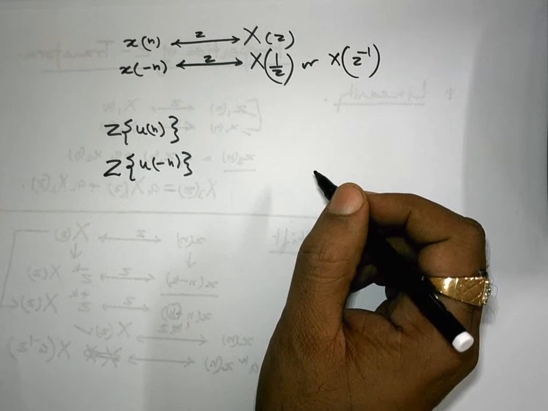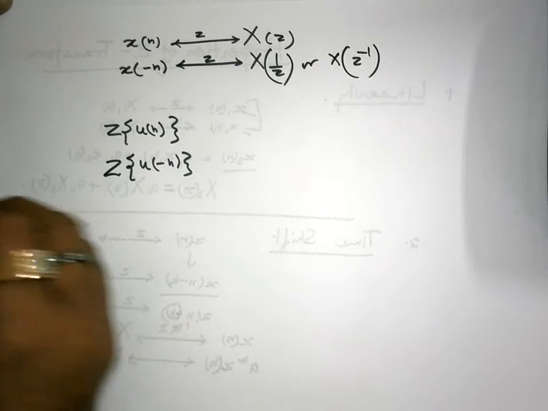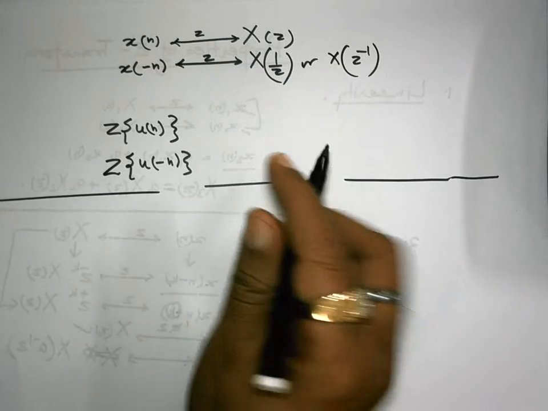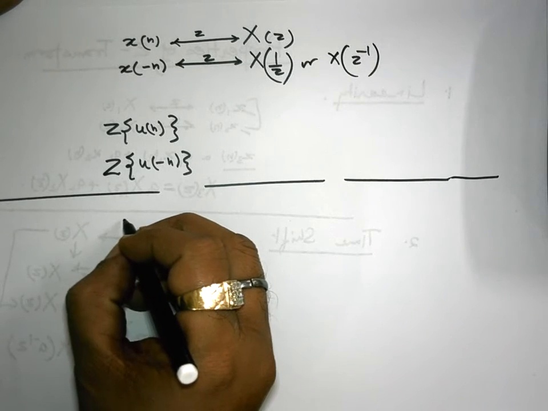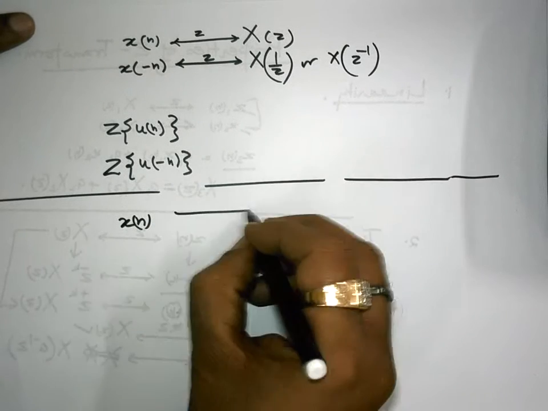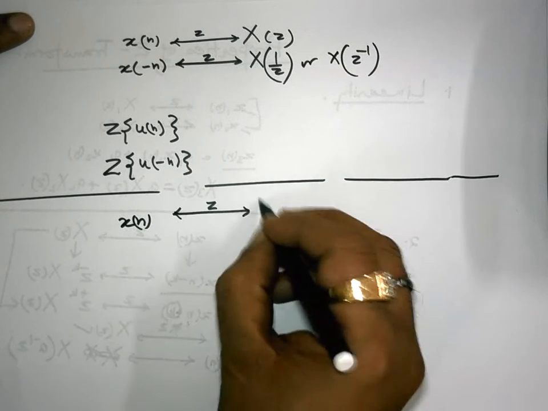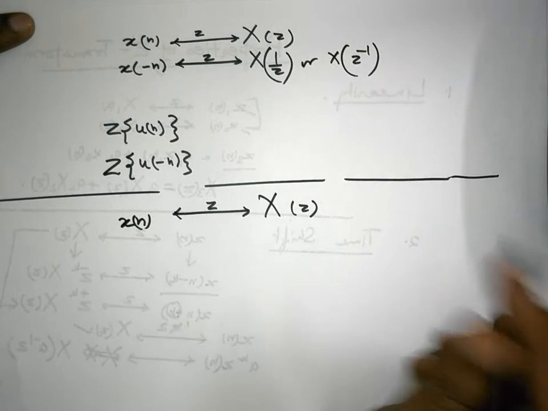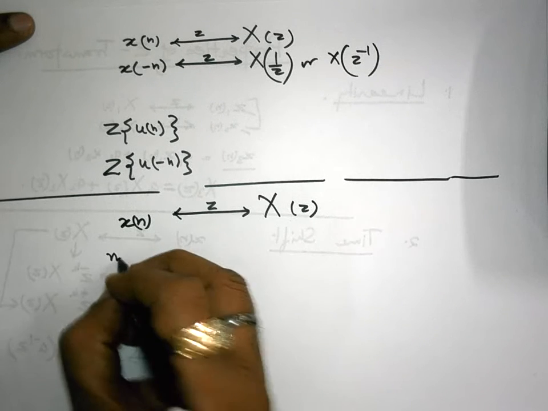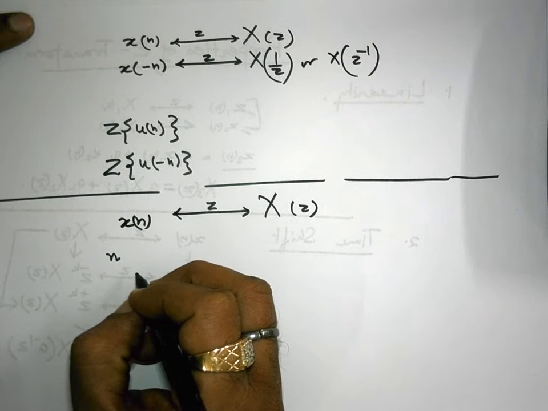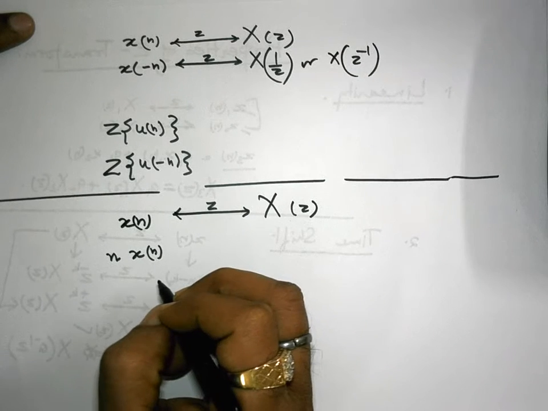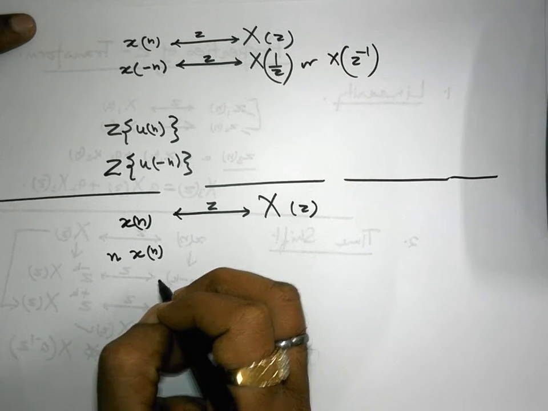Now we will derive another property. Suppose the Z transform of the signal x(n) is known to us and it is called X(z). Then what will be the Z transform of the signal which is multiplied by n? This means the Z transform of the signal n x(n).